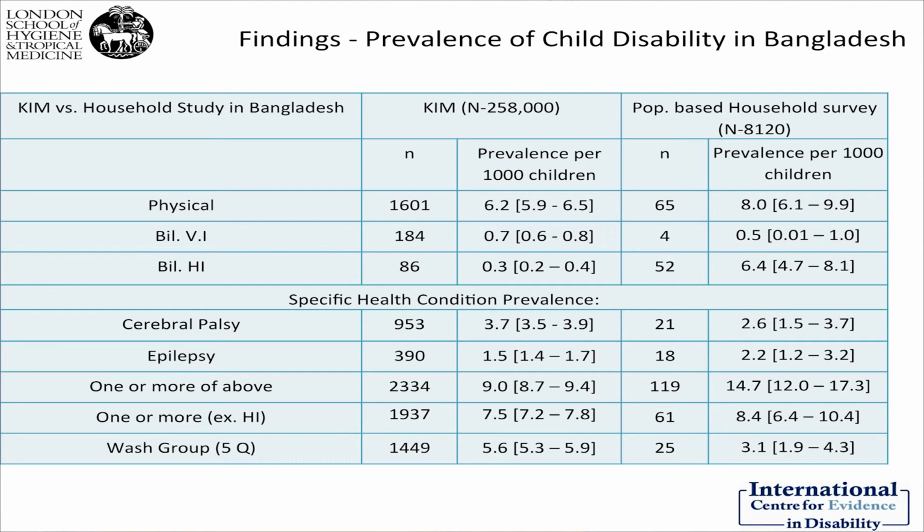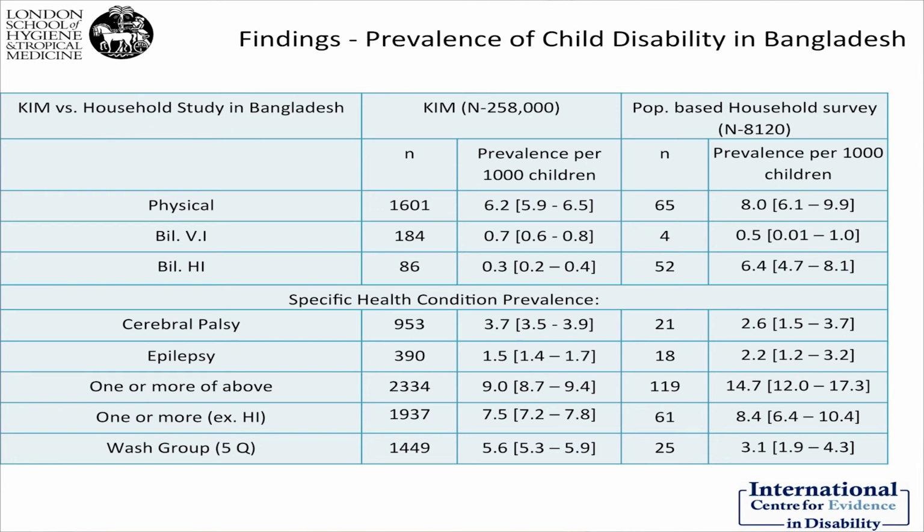The children identified by key informants, the prevalence estimate that we have is 0.3 per 1,000 children with a bilateral moderate or severe hearing impairment, versus 6.4 per 1,000 using the household approach, which is obviously really very significantly different, the non-overlapping confidence intervals. And there are a number of reasons for that, which again I can go into if anybody's particularly interested. Otherwise, for the other impairment types, we found that there was a very strong rationale for using the key informant method.